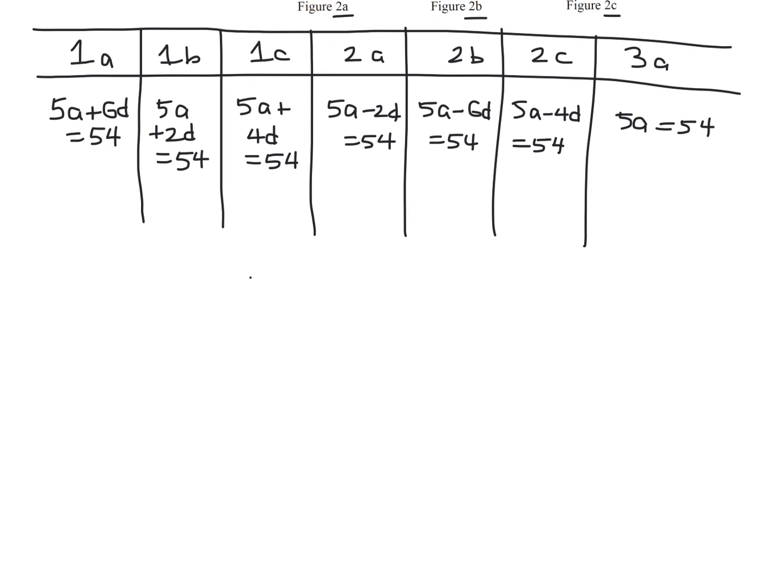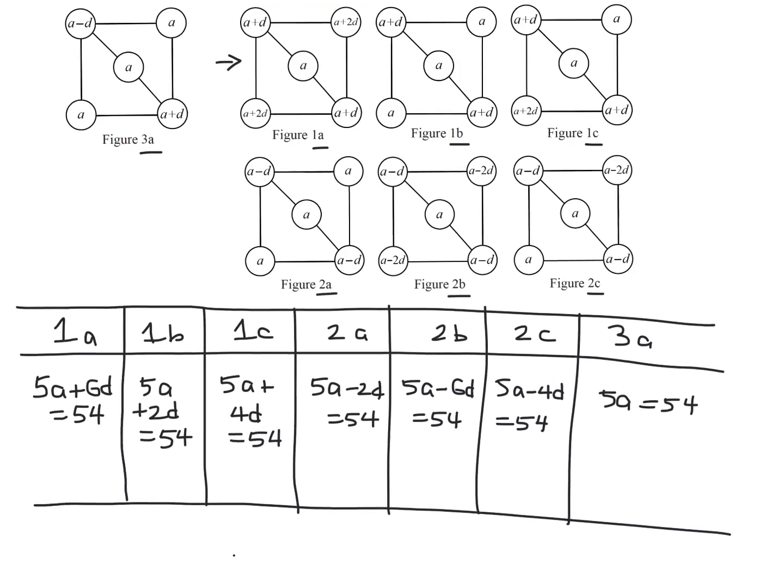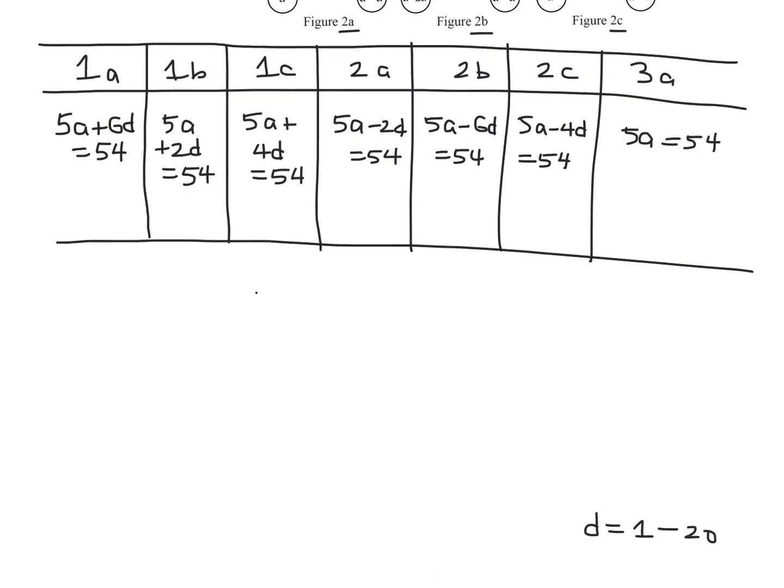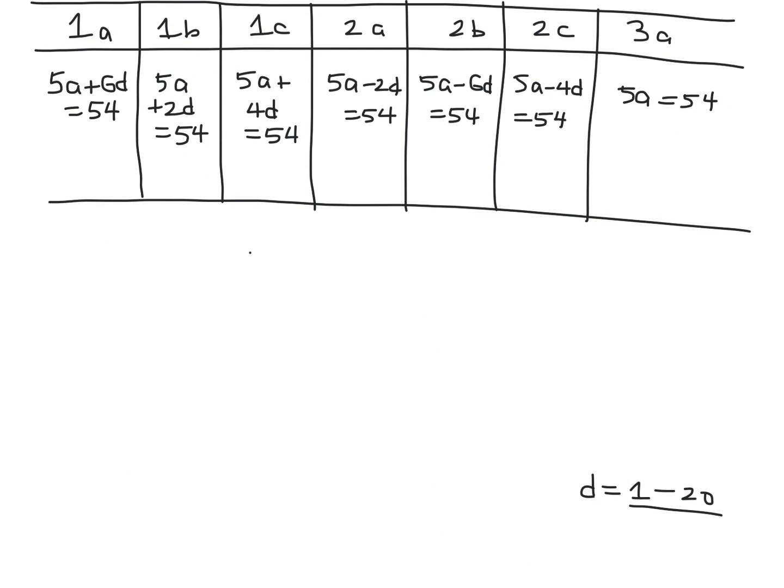Okay, so for each of these, we've got to do some math. So this is basically arithmetic at this point. I just have to keep in mind that d is anything from 1 to 20, and they're basically asking how many of those values are valid, right? For how many different values of d between 1 and 20 inclusive can the circles be filled? Okay, so the maximum obviously is 20, but what are the answer choices here?